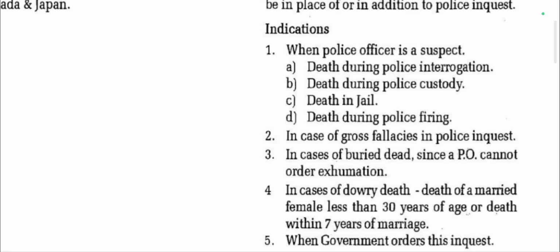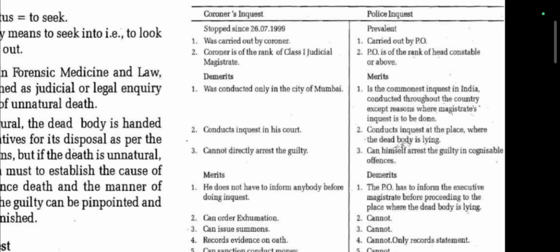Just remember, when the police officer himself is considered a suspect, how are you going to allow him to do the inquest? So magistrate's inquest is carried out in case of gross mistakes, exhumation, dowry death, and when the government orders it. So these were the points regarding magistrate's inquest and the difference between coroner's inquest and police inquest. How many points? 12 points.